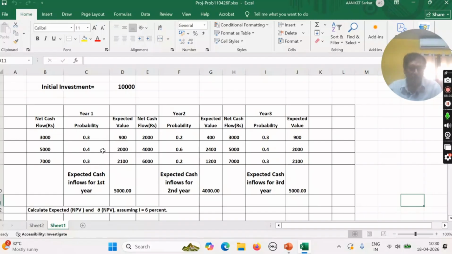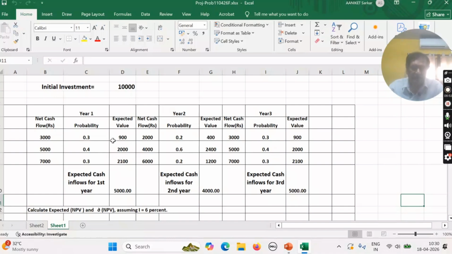And if you sum all these probabilities, then you will get 1. As we know, the sum total of the probabilities is 1. In this way, for the second year, the cash flows with probabilities are noted here for the same problem, and for the third year also noted here. Okay. Now I am going to show you the calculation.